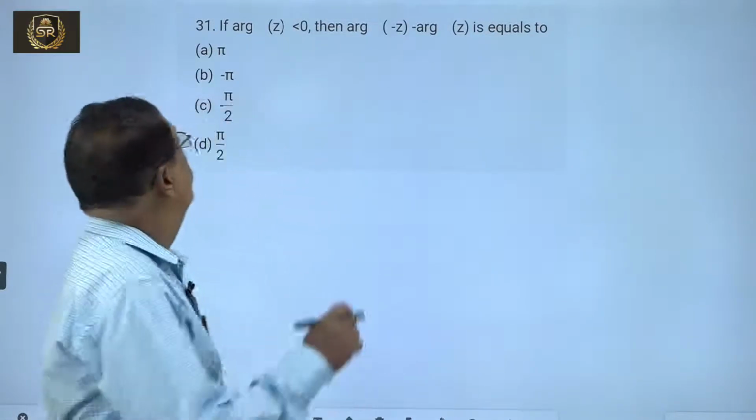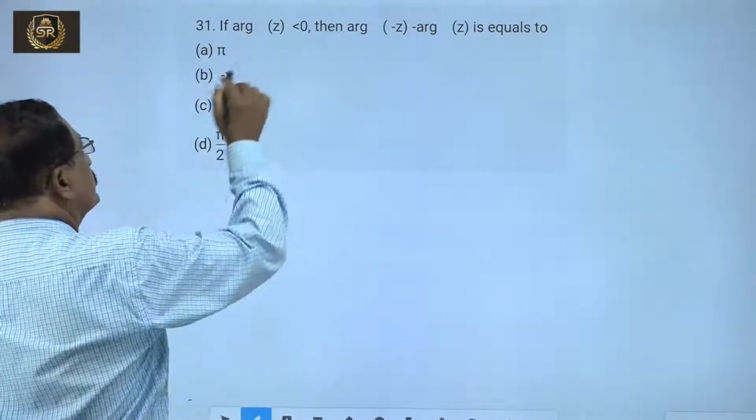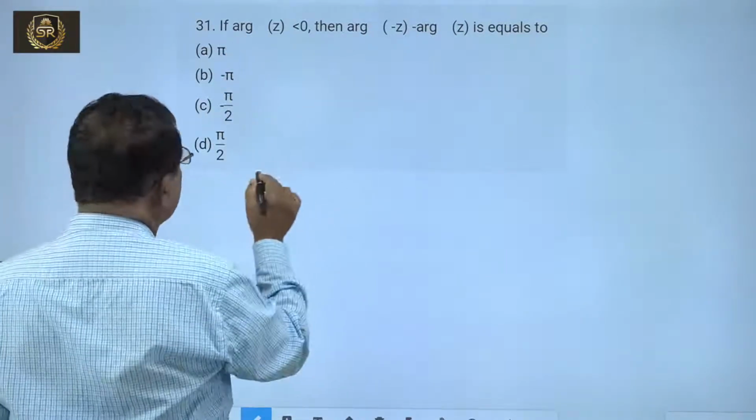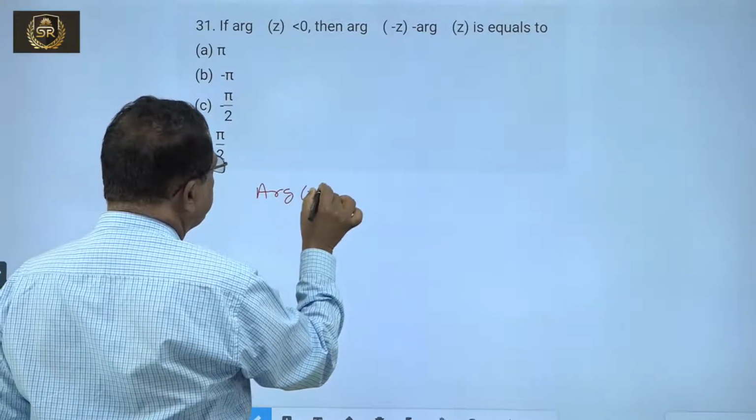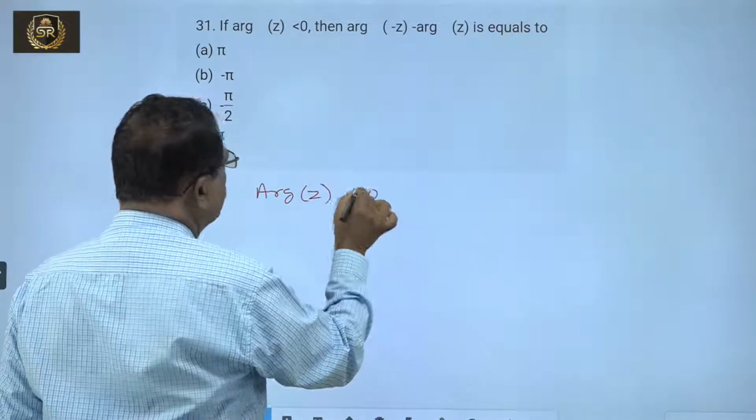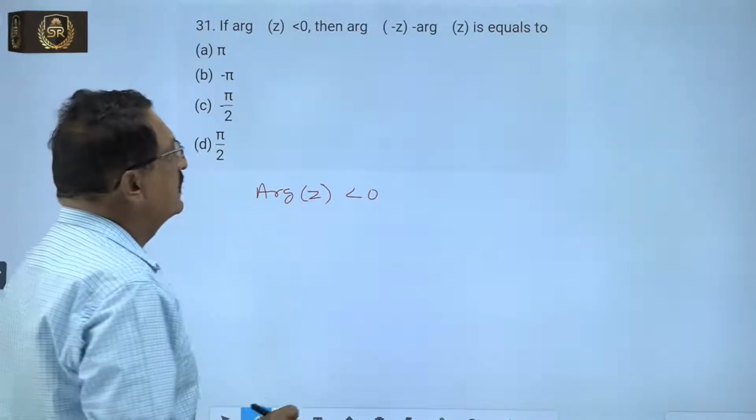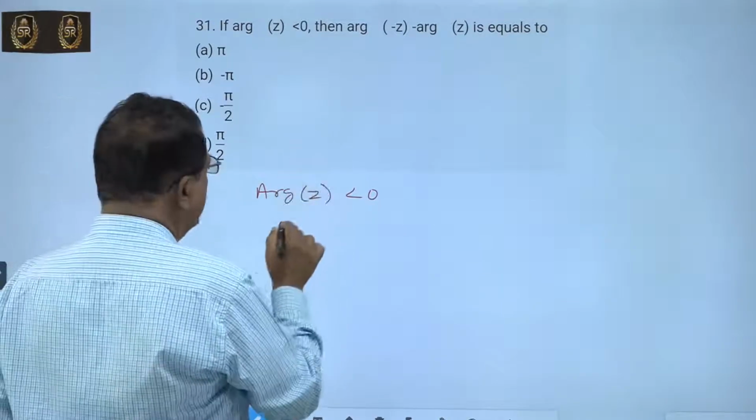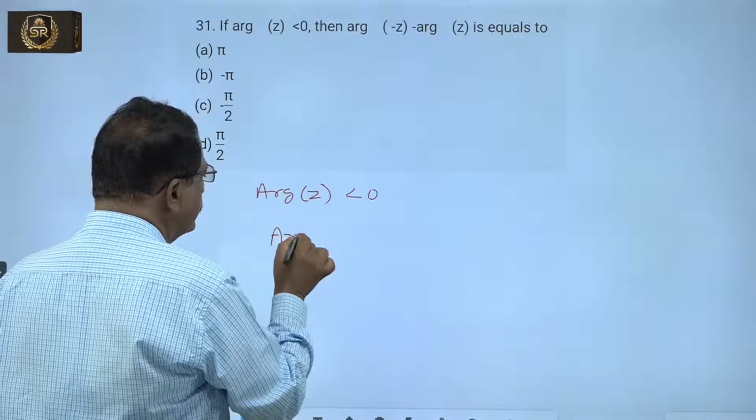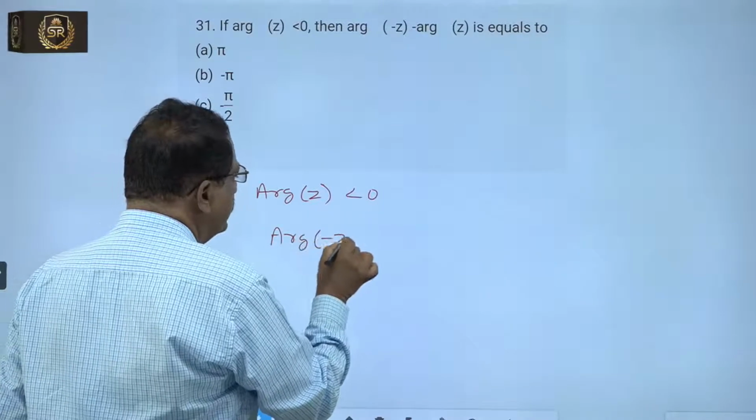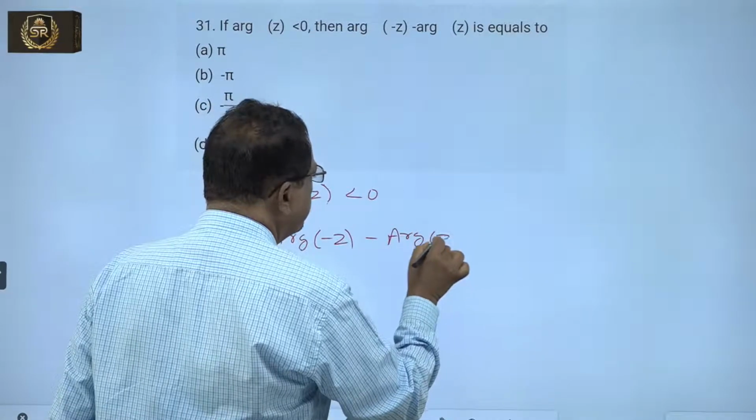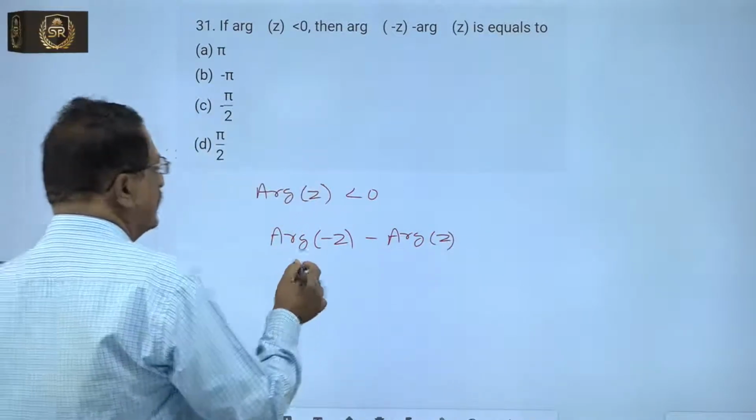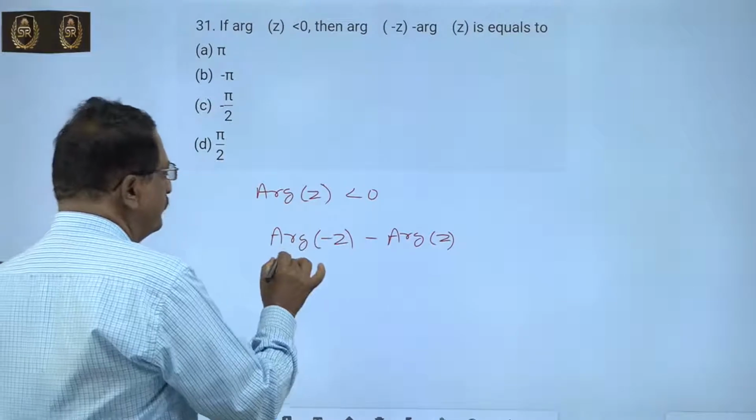Now, 31st problem. Here given argument of z less than 0, means argument of z is negative value. Required: argument of minus z minus argument of z. Now, argument of minus z.